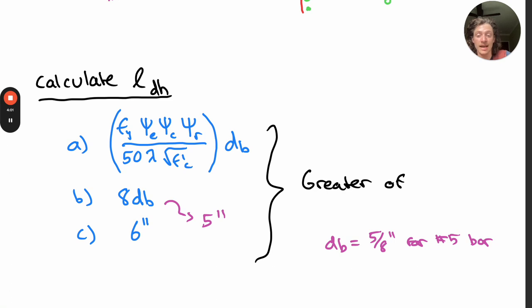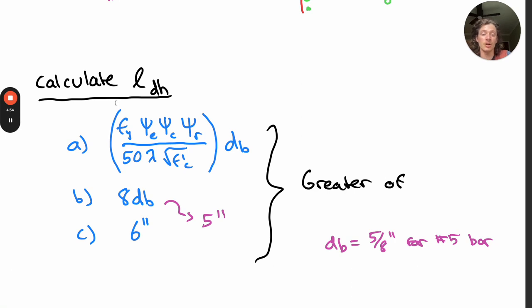So we'll dive into that equation, and you'll notice it looks a little overwhelming, but some of these variables we already know, such as fy, the 40 ksi or 40,000 psi yield strength of the rebar. Our lambda we know is 1 because it's normal weight concrete, and our f'c is 1500 psi or 1.5 megapascals. And our diameter of the bar is that 5/8 inches. So we really just need to find these psi values in order to round out our equation.